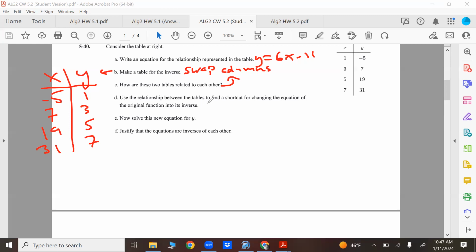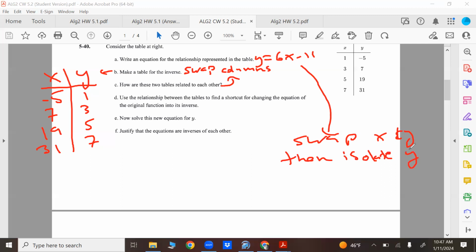Now use the relationship between the two to find a shortcut for changing the equation in the original. So the shortcut is this: swap x and y, then isolate y. That's all. Do you get y by itself? Yeah, exactly. That's what works.